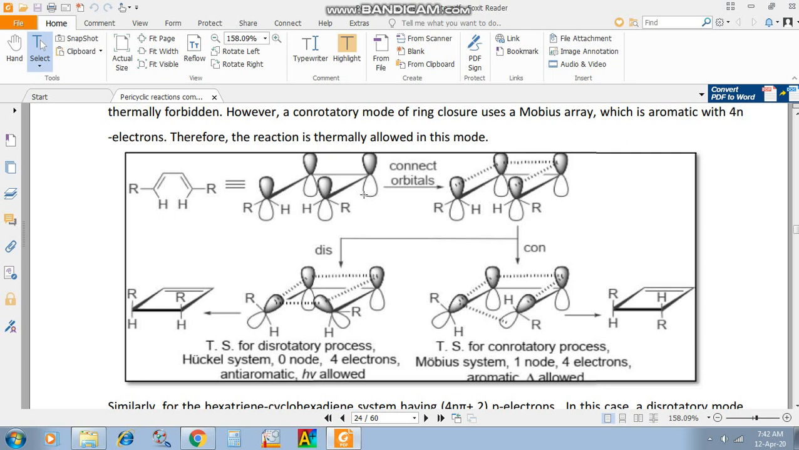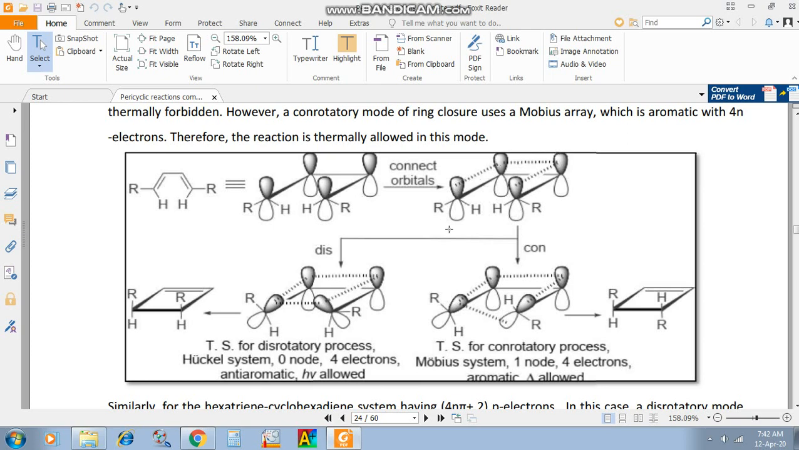Then the orbitals which are interacting during the ring closure, we have to identify and connect them together. So what I have done is I have taken psi 1, and these are the p orbitals that are going to react, that is, they will undergo transformation. Then I have to connect them. You can see the dotted lines connecting them.